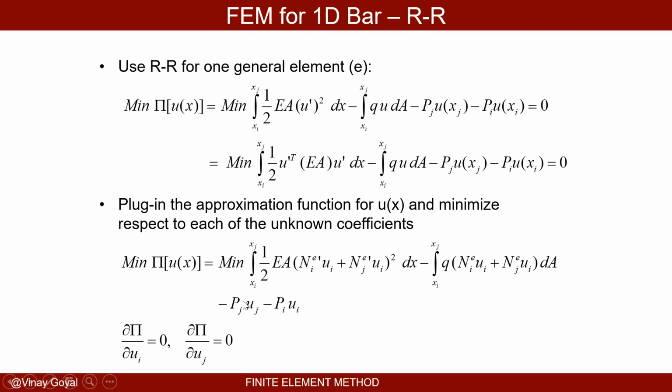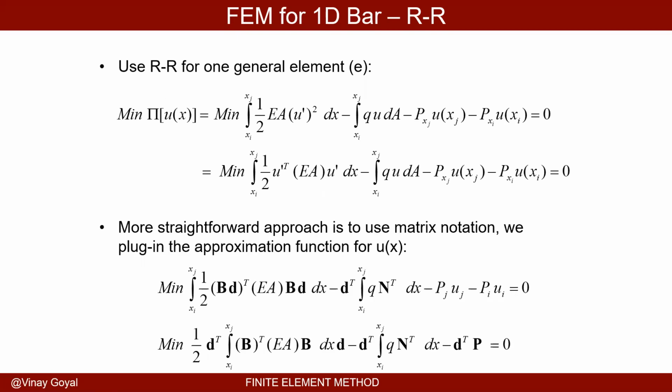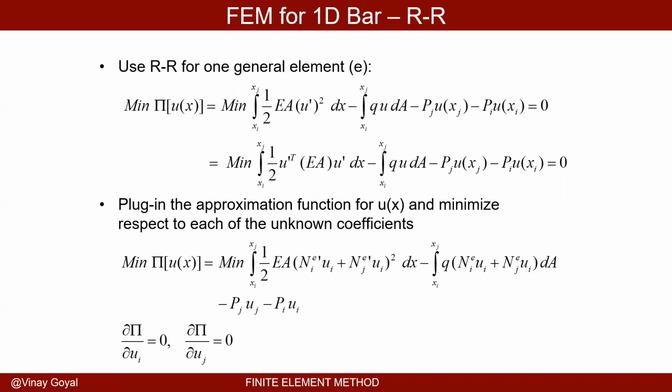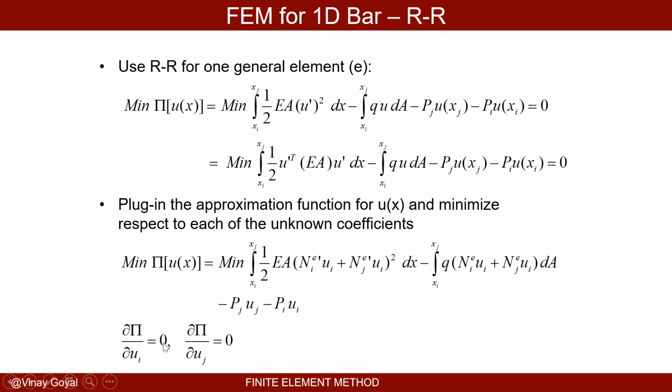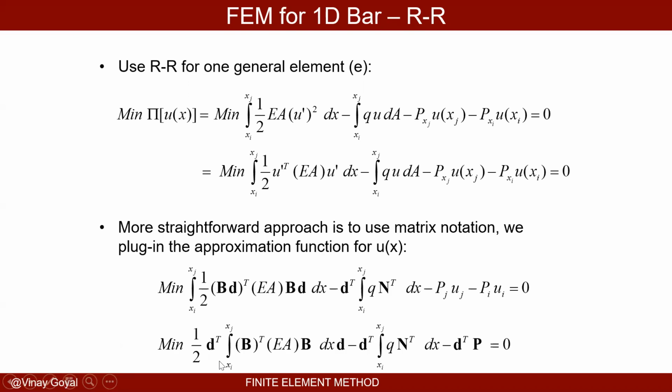To find the unknown deflections ui and uj, I have to take the derivative of pi with respect to ui and set it to 0. Take the derivative of pi with respect to uj and set it to 0. Two equations, two unknowns. So I just rewrote everything from the previous page, but here for a general element e. You can see that taking these derivatives can take time, so there's an easier and more clever way of doing it.